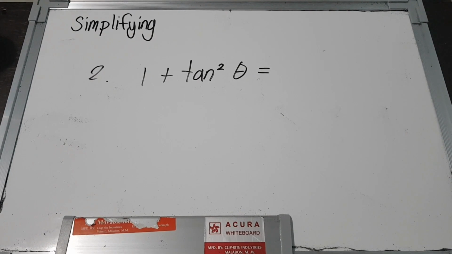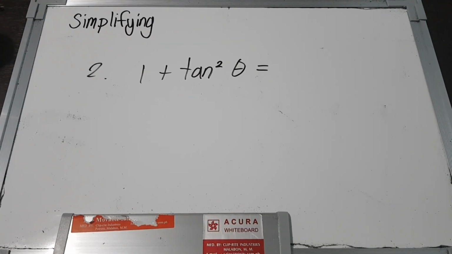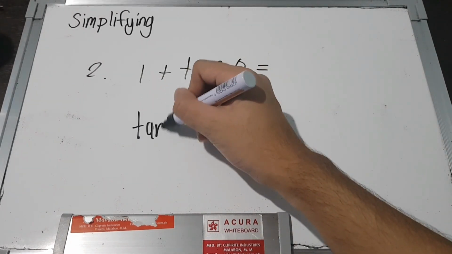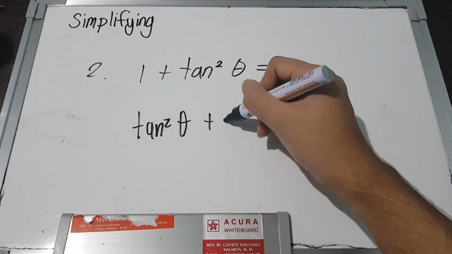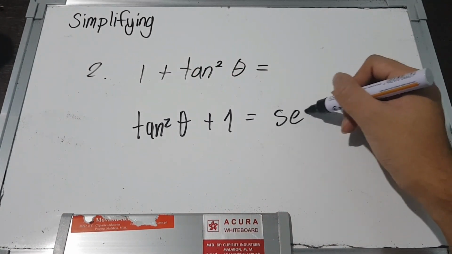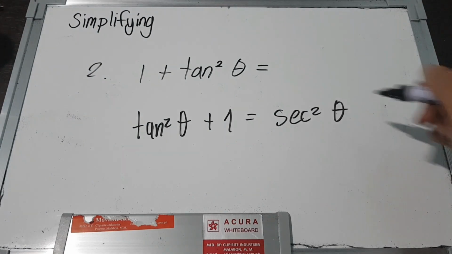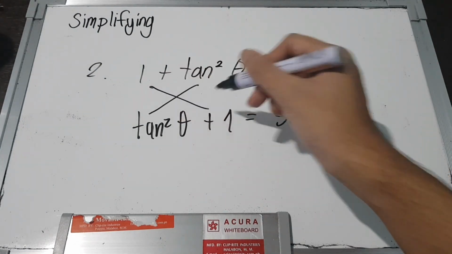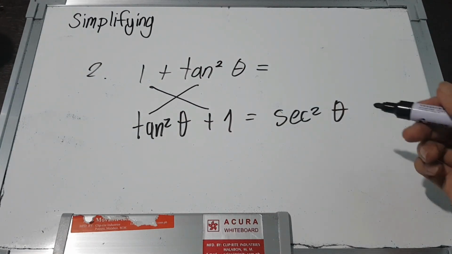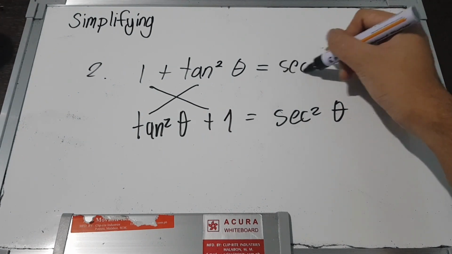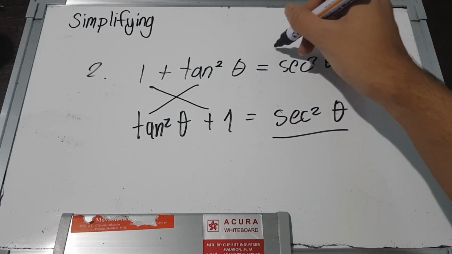Next example is 1 plus tangent squared theta. With this, we can use the trigonometric identity derived from the Pythagorean theorem, which is tangent squared theta plus 1 equals secant squared theta. These two can be interchanged, which means that our final answer is secant squared theta.